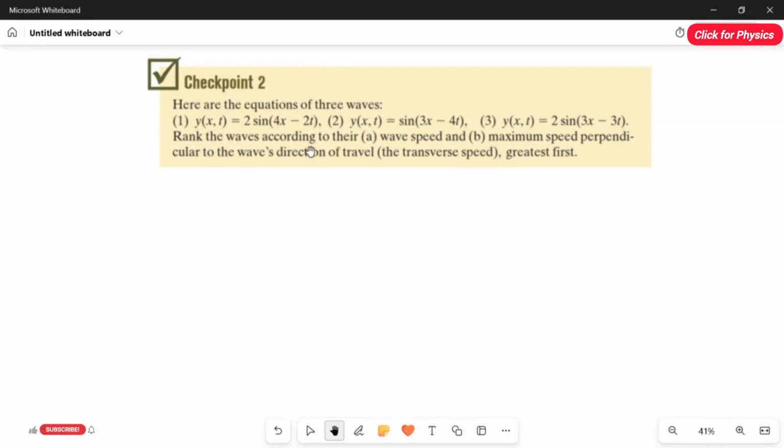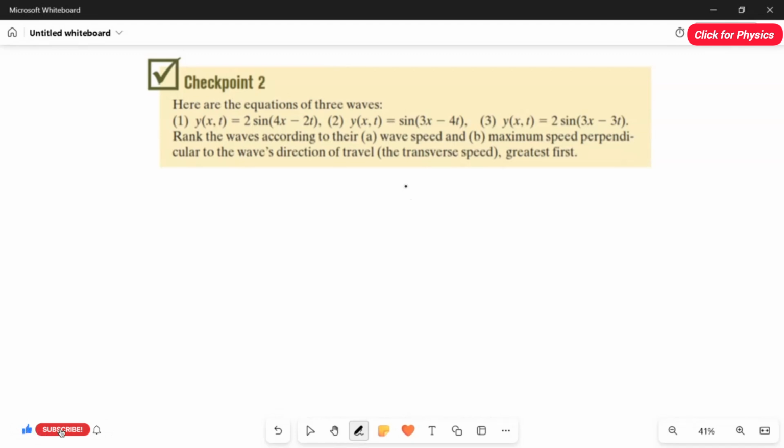Rank the waves according to their wave speed and maximum speed perpendicular to the wave's direction of travel. That means the transverse speed. So the greatest first. That means we have to give the answer from the greatest point. Clear? So here I have to first write the wave equation.